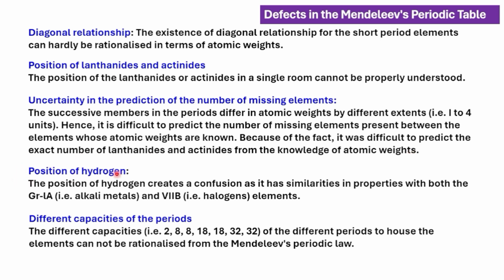The next one is the position of hydrogen. That was also arbitrary. The position of hydrogen creates confusion as it has similarities in properties with both group 1, that is alkali metals, and group 7B, that is halogen elements. Now, different capacities of the periods. In the first period it was 2, in the second and third it was 8, then fourth and fifth it was 18, and then sixth and seventh it was 32. So the different capacities of the different periods to house the elements cannot be rationalized from Mendeleev's periodic law.